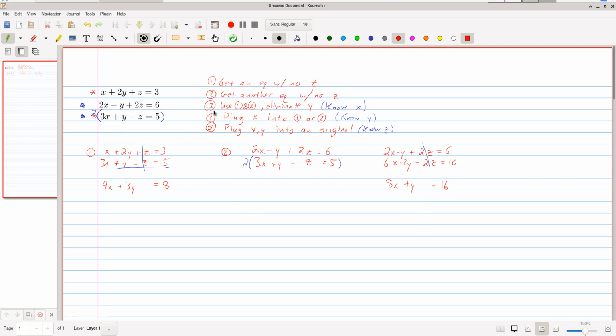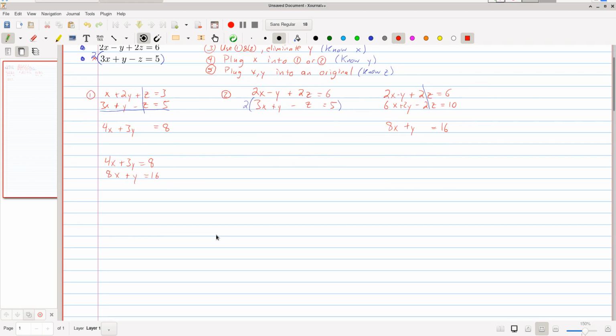Next up, our third step is to use the equations we just found to eliminate y. So I'm going to copy them down first. 4x + 3y = 8, that was our equation number 1 from step 1. And then from step 2, we've got 8x + y = 16. Now to eliminate y, I'm going to multiply the second equation by negative 3. This way, the positive 3y and the negative 3y will cancel.